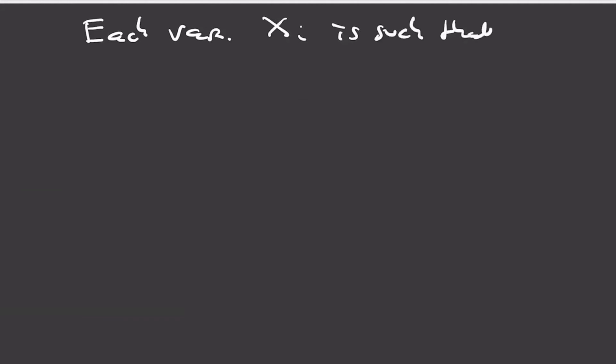Each variable xi is such that the expectation of xi under this new distribution is equal to xi. Because all these guys are independent with the same distribution, mu sub x.